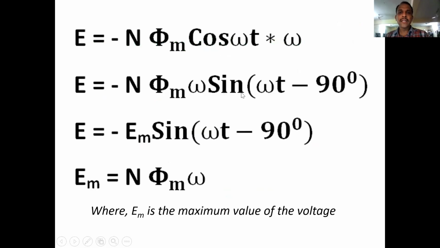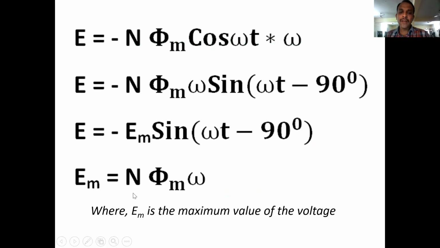But this cos omega t can be written as sine of omega t minus 90 degrees. So finally the equation comes as e equals minus N phi m omega sine of omega t minus 90 degrees. I reduce this equation and want to write it as a standard voltage equation, e equals Em sine of omega t plus or minus 90 degrees. So I write N phi m omega as Em, where Em is the maximum or peak voltage, and phi m stands for the maximum value of flux.